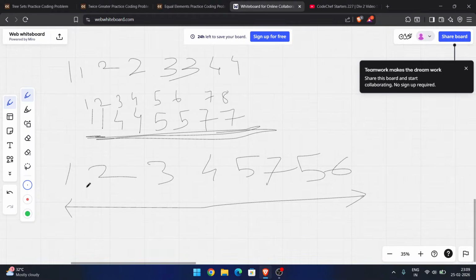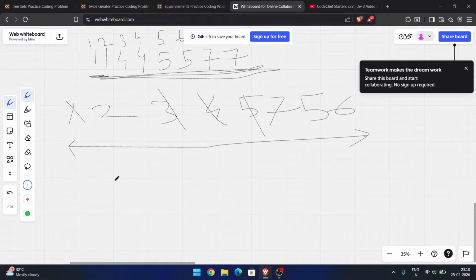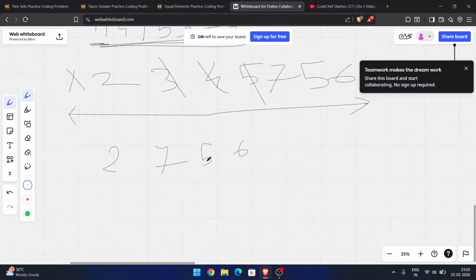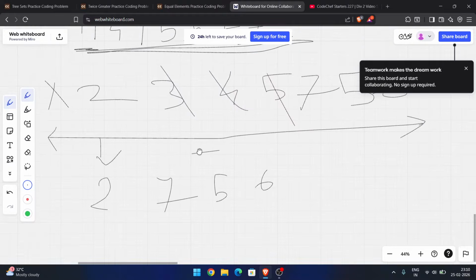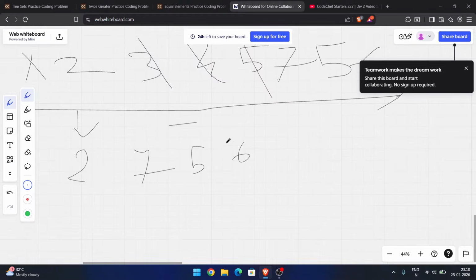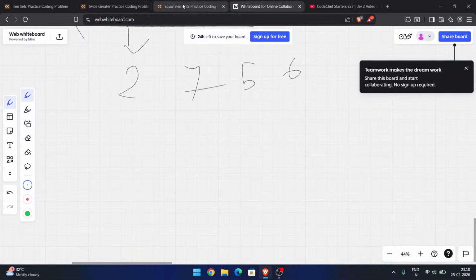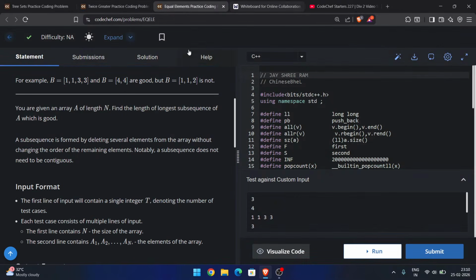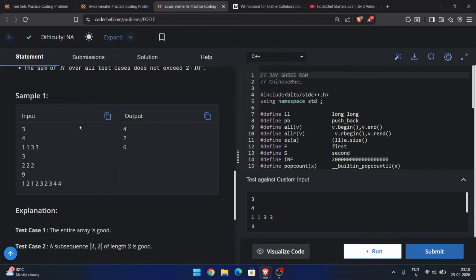Subsequence means any array formed without changing the orientation. Suppose I choose to remove this. The new array I would get is 3, 7, 5, 6. Basically, subsequence means from this array we can choose to eliminate any of the numbers, and whatever array is left is our new array. In short, we can't change the order of any elements, but we can choose to remove some elements. So what do we have to find? We have to find the maximum good subsequence we can get.